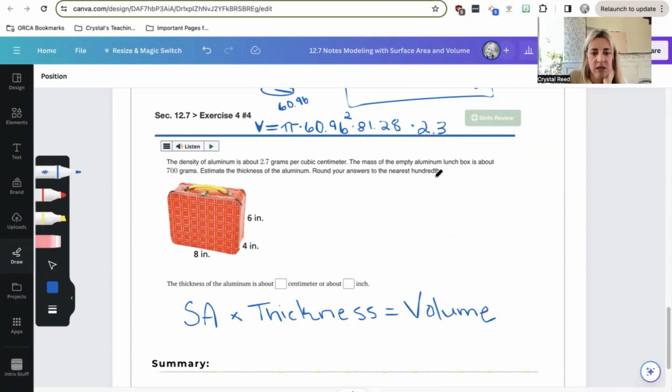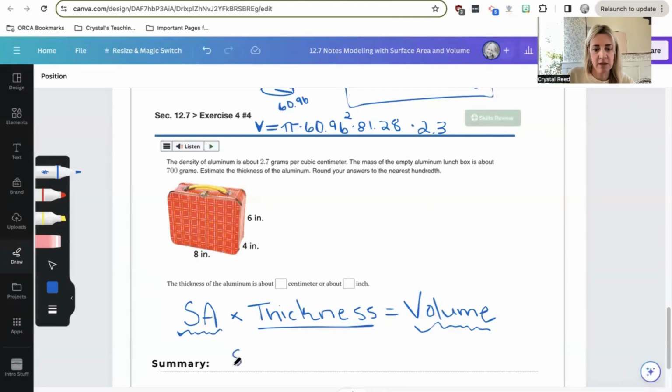So for this one, it does want the thickness of the aluminum. And so we are going to need to find the surface area of this figure and the volume of this figure. And so the surface area of it, we can figure that out because we do know the formula for the surface area of this. And so let's do that first.